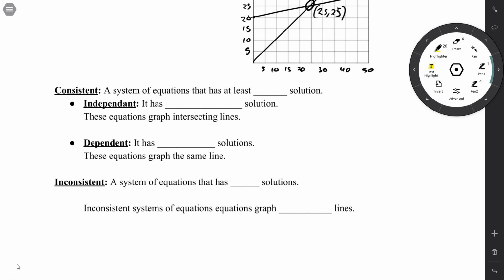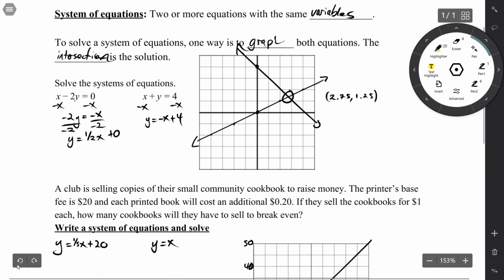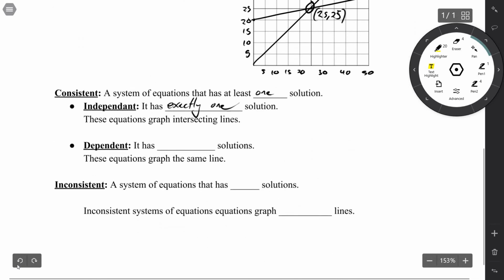On this next bit, just a bit of vocabulary. I'm not going to test or quiz you on this, so don't worry about understanding it exactly. I just want you somewhat familiar with the terminology. Consistent: a system of equations that has at least one solution. And independent: it has exactly one solution. These equations graph intersecting lines. That makes sense, just like we did up here and even further up here, they intersect at one point.